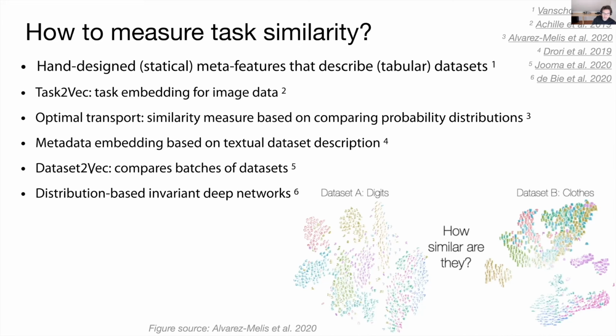There's also dataset2vec. This one looks at batches of data sets, which kind of solves the problem of having data of different sizes, and then intelligently combines those into a vector that you can then use to measure distances between tasks. And there's also this distribution-based invariant deep networks, which also learn some kind of embedding of the tasks. Okay. So this is all very new work. There is no data yet on which one works better or how to combine these in certain ways, but it gives us some oxygen to do work in this area.